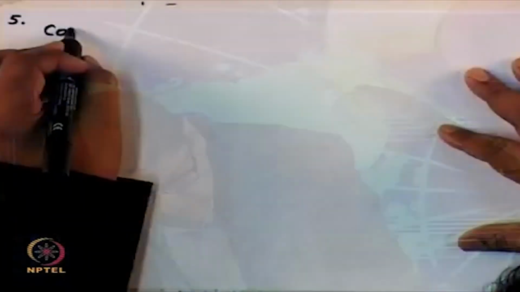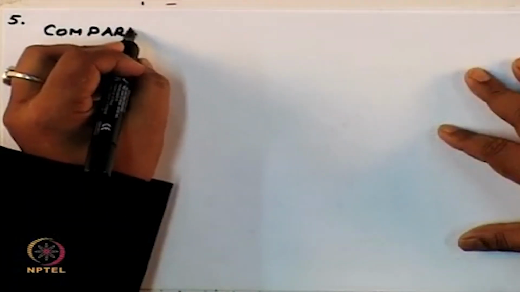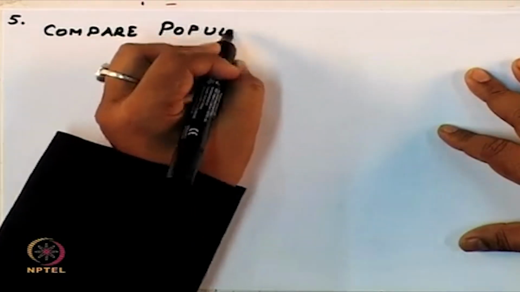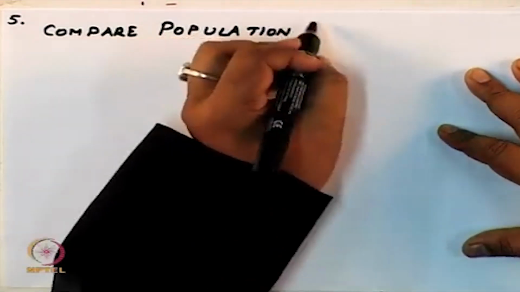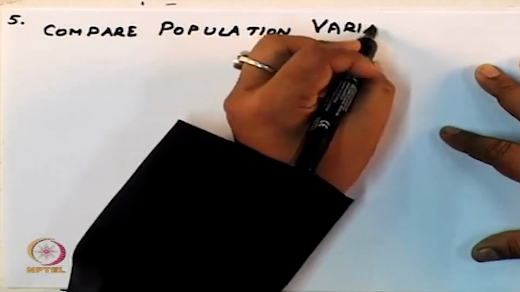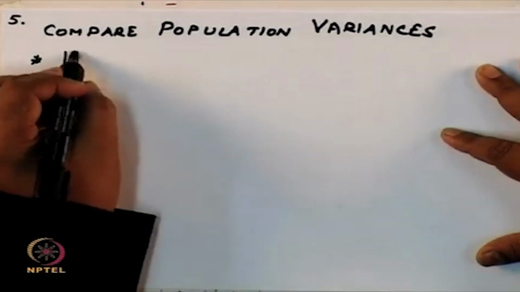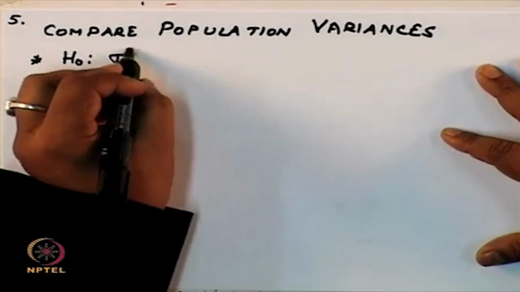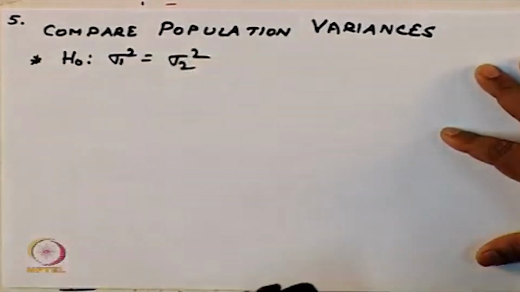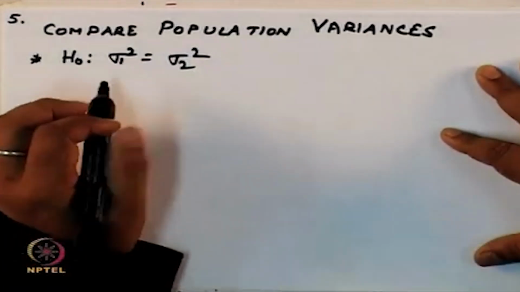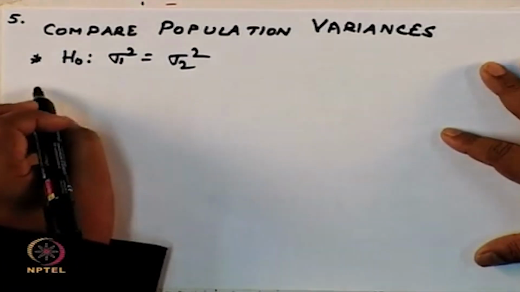Now, let us say instead of estimating a population variance, you want to probe the difference of two population variances. So, you want to compare population variances. Your null hypothesis is sigma 1 square equal to sigma 2 square.